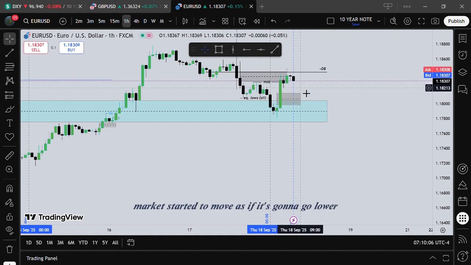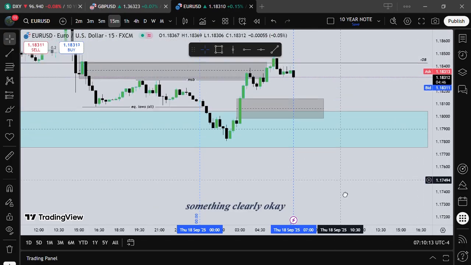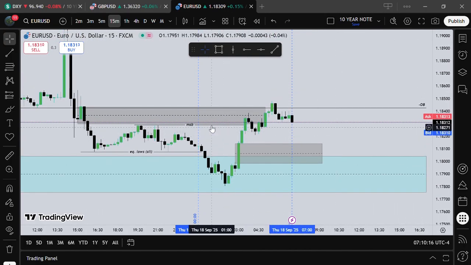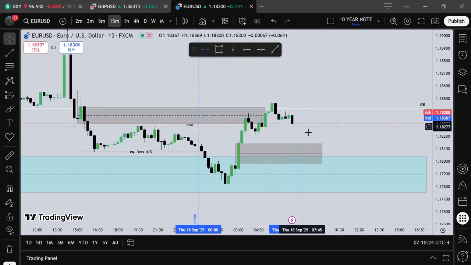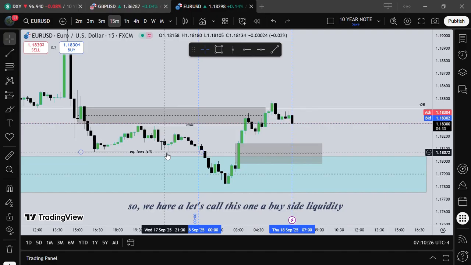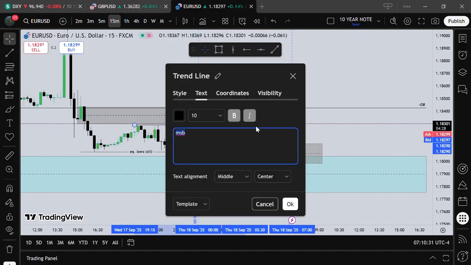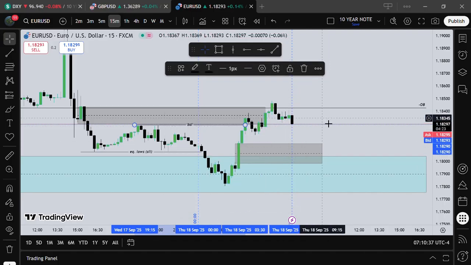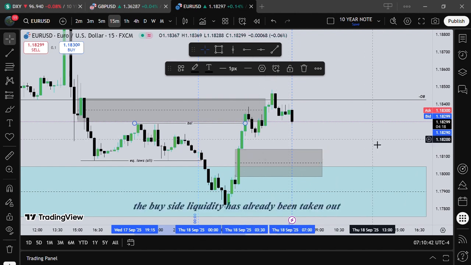The market started to move as if it's going to go lower. So let's go to a 15-minute chart to see something clearly. I was trying to buy. I bought some here in the morning actually, but this afternoon I want to sell. So let's call this one a buy side liquidity, been swept. The buy side liquidity has already been taken out.